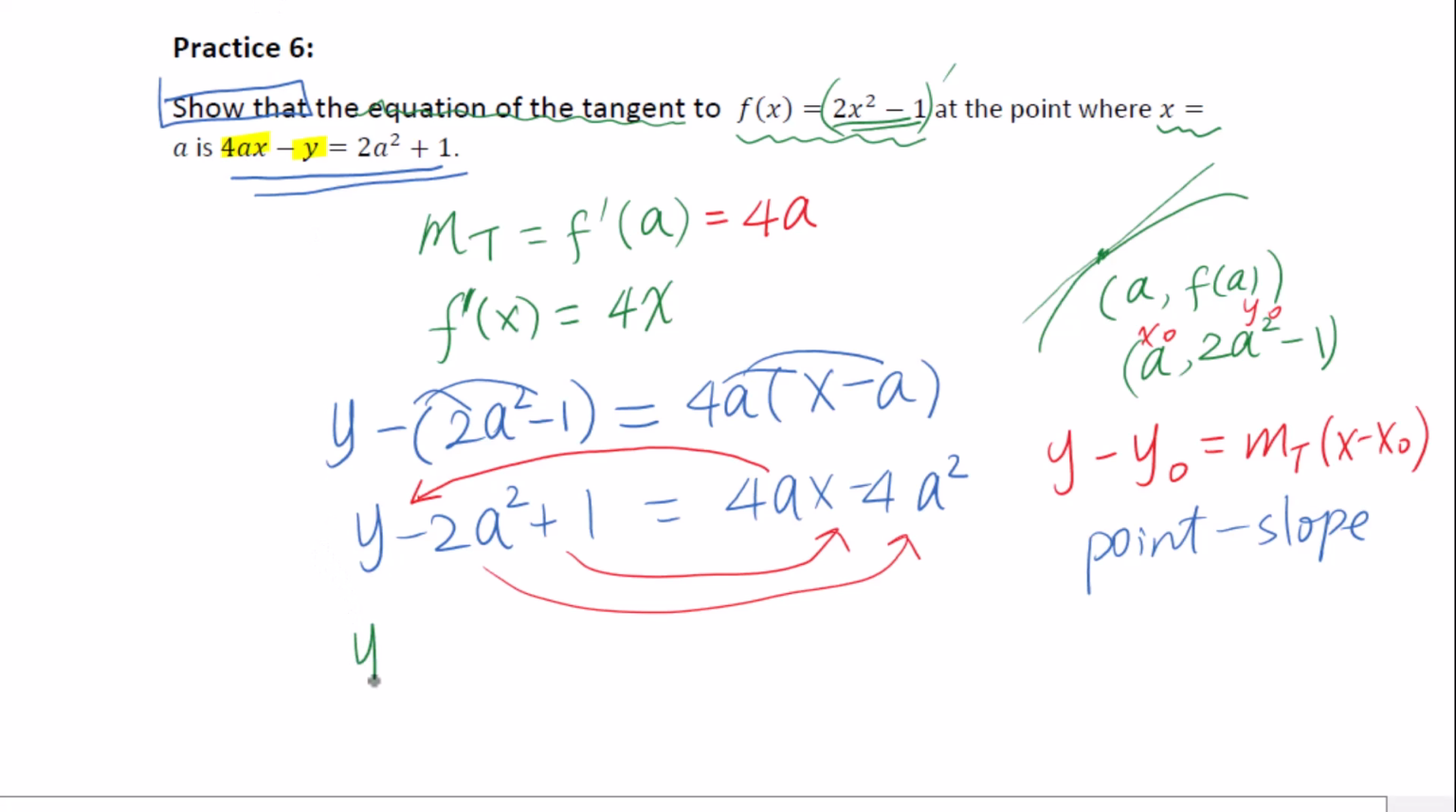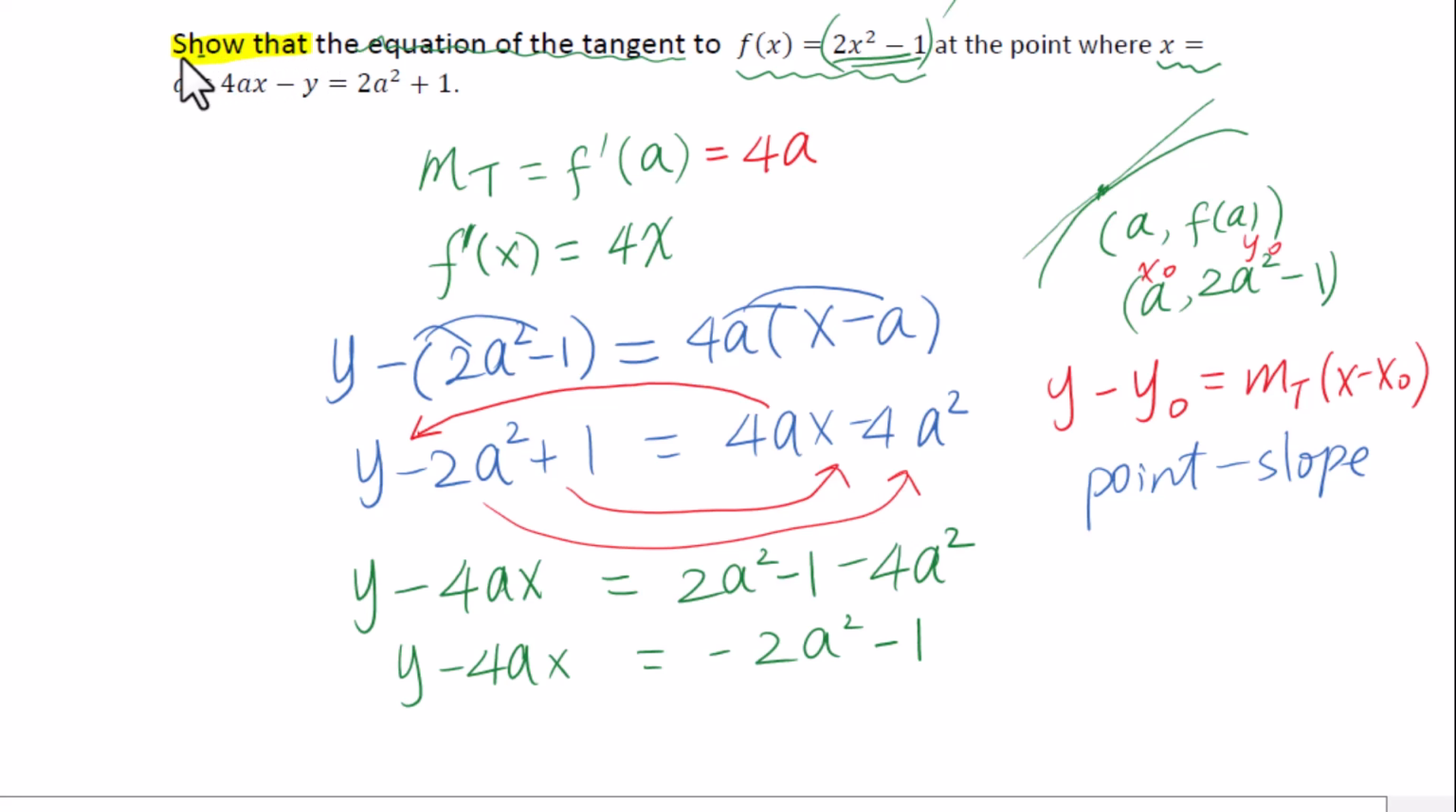So we will move 4ax to the left side, these to the right side. We will get y minus 4ax equals 2a squared minus 1 minus 4ax. Remember, change the sign. So keep going. Y minus 4ax equals negative 2a squared minus 1. Since we need to show that the equation of a tangent line is this form, compared to our form, we just need to divide by negative 1 both sides. So we get 4ax minus y equals 2a squared plus 1. That's all. We finished this proving.